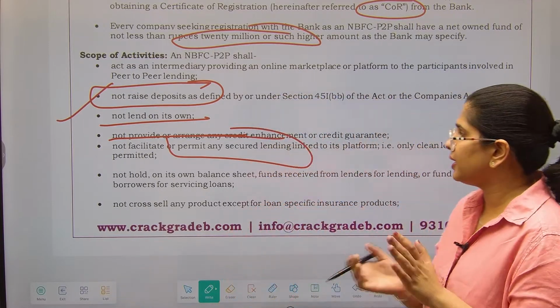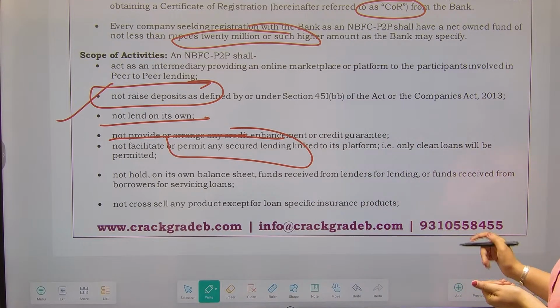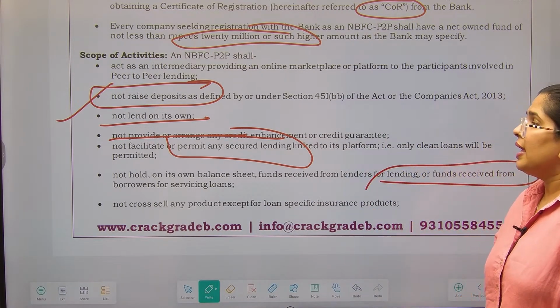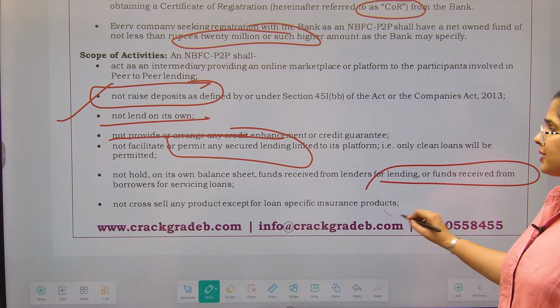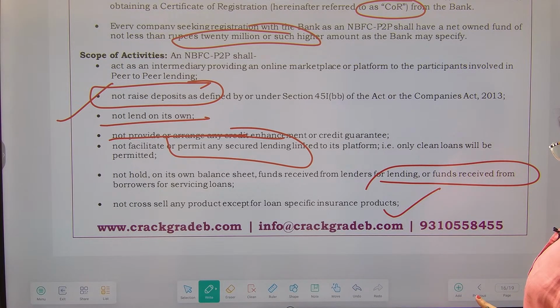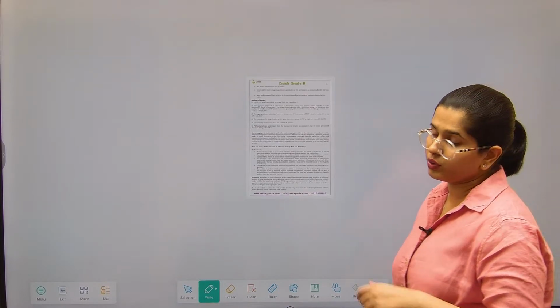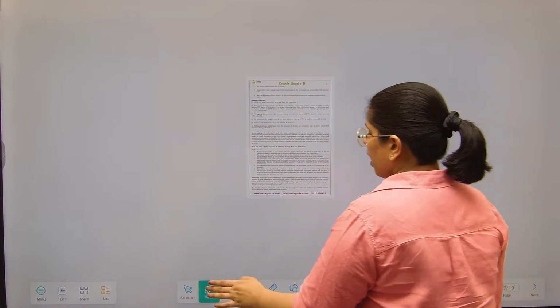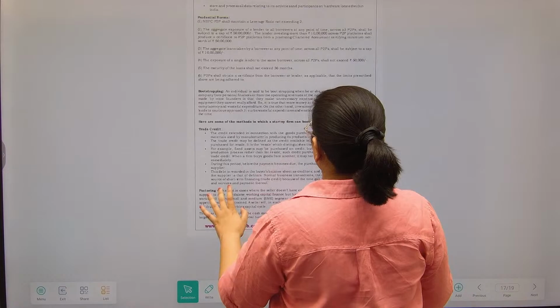They do not hold on their own balance sheet funds received from lenders or funds received from borrowers for servicing loans. They do not cross-sell any product except loan-specific insurance products. You can do the matching of loans, and apart from that what you can offer is loan-related insurance products, not anything else, right? This is the limit that you have. So understanding the negative list is very, very important.